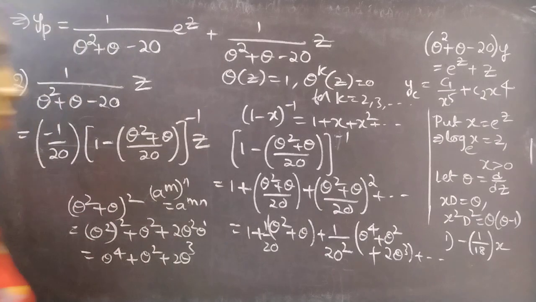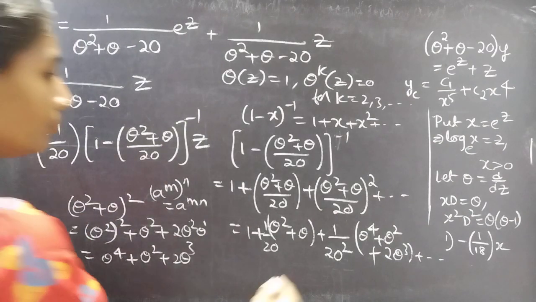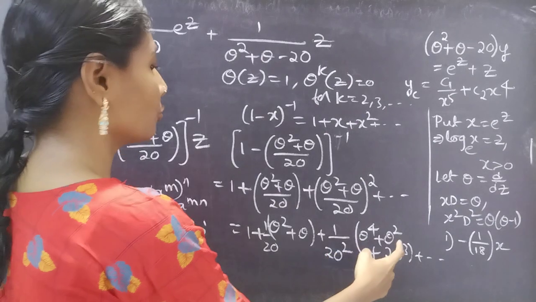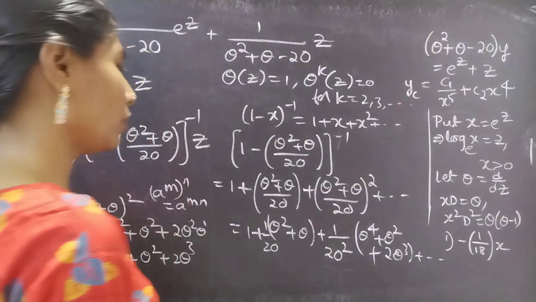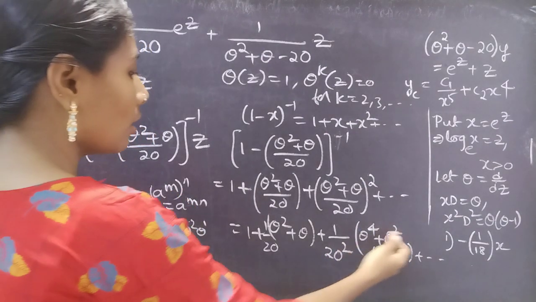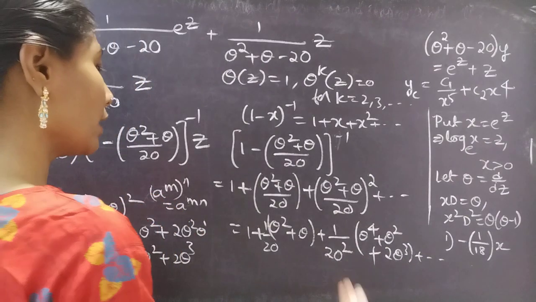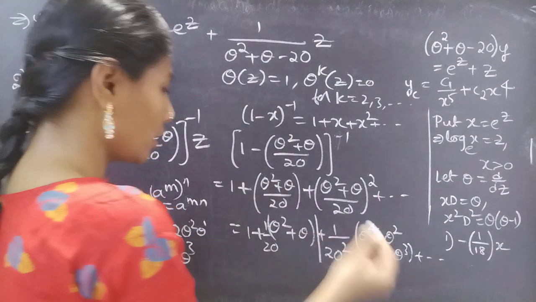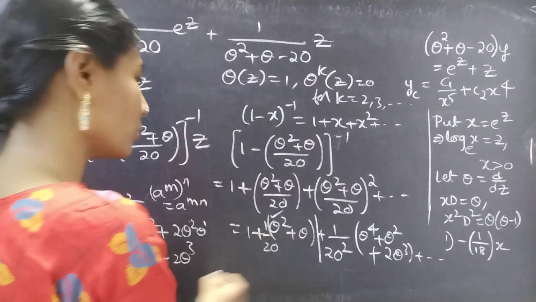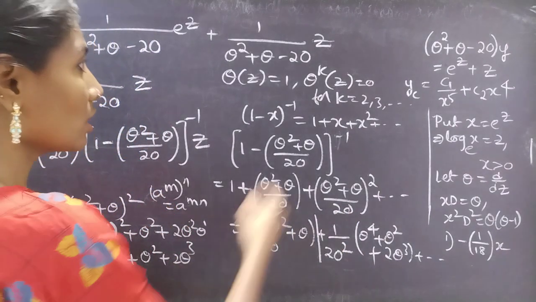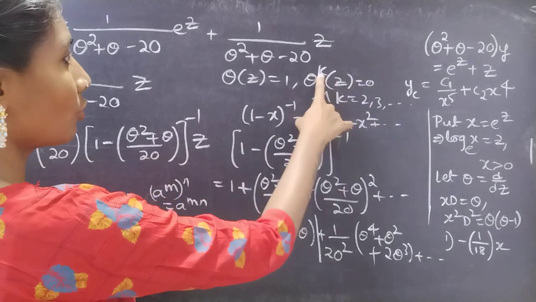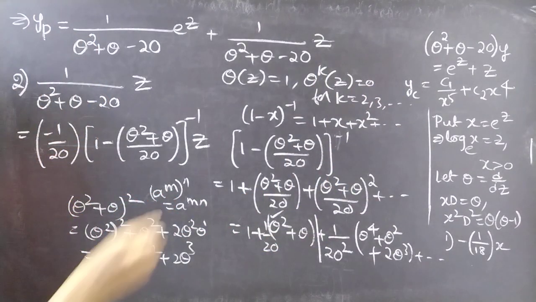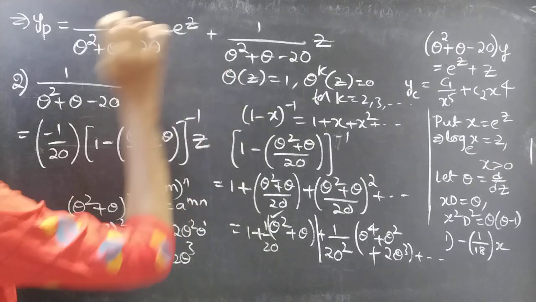plus so on. Here we notice that from the second term we are having θ⁴, θ², θ³, right? These are higher derivatives, so we can neglect all the higher derivatives, or all the terms from here, and also θ² from the second term, because we have θ^k of z equals 0 for k equal to 2, 3 and so on, right? So we have only one value for z, that is for θ.